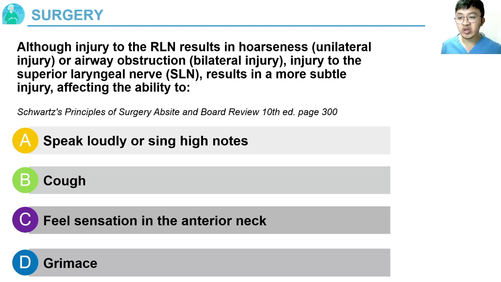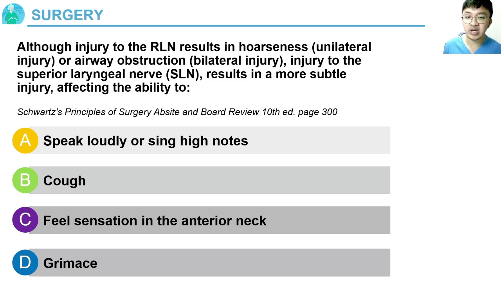Okay, so when you have injury of the superior laryngeal nerve, remember the superior laryngeal nerve has two parts. You have your internal and your external branch. The internal branch is actually more involved in sensation of the larynx. So if you don't have sensation there, you're more prone to aspiration. The external part supplies one muscle, the only muscle which is not supplied by the recurrent laryngeal nerve, which is your cricothyroid muscle.